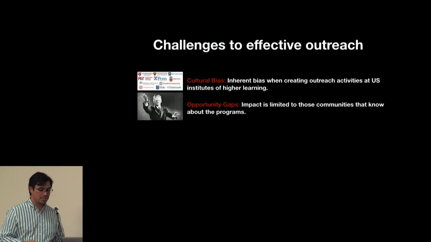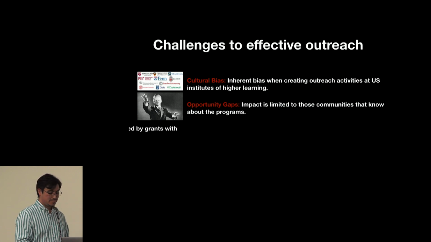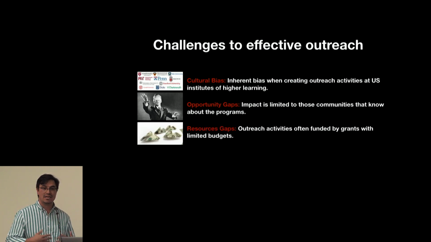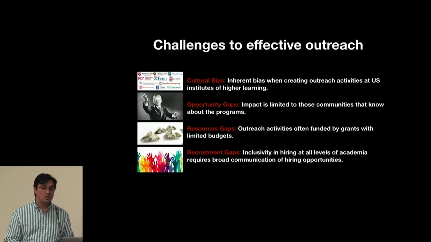We also have opportunity gaps. If we're trying to impact a community, we need to make sure that those communities know what programs exist. There are resource gaps. These activities take money and funding. How do we ensure sustainability of that funding? And how do we make sure we're putting funding in the hands of people who are going to use it most effectively? There are recruitment gaps. We need to ensure that the members of our community that are interfacing with the broader society reflect the members of that broader society. So do we have an inclusive academic environment that helps to ensure persistence and maintenance of people of diverse backgrounds?